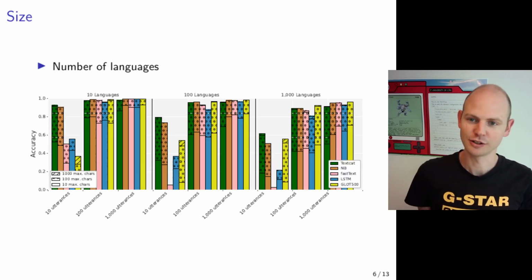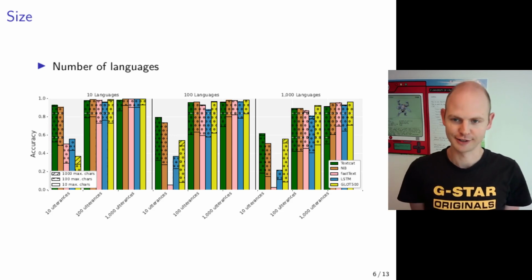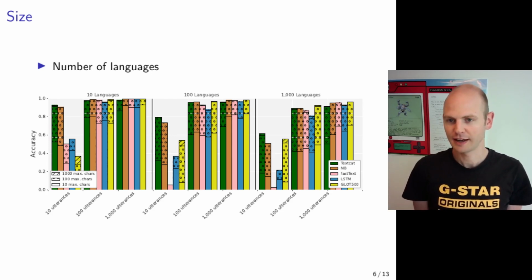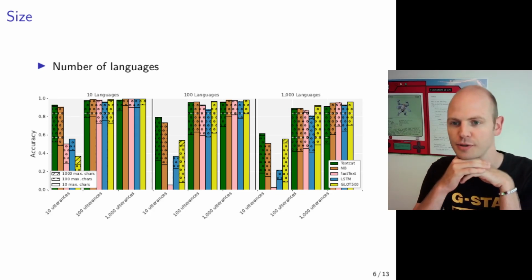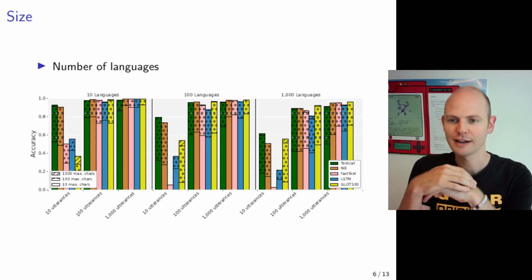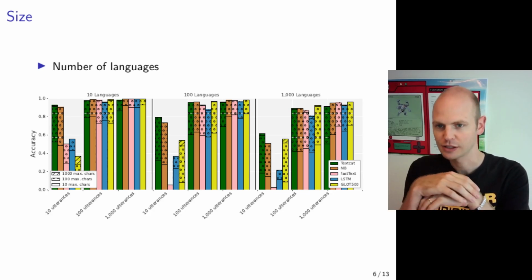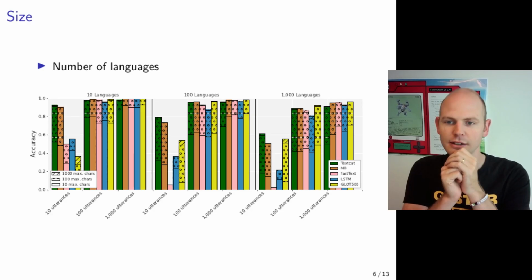And we can see the results on this slide. So on the y-axis here, we have the accuracy. And then we have these sets of bar plots grouped together, which are all different setups, and the different colors are the different models. So the first thing I would like to talk about is the number of languages. And those are the 3 different plots that we have here. So we have 10, 100 and 1,000 from left to right.